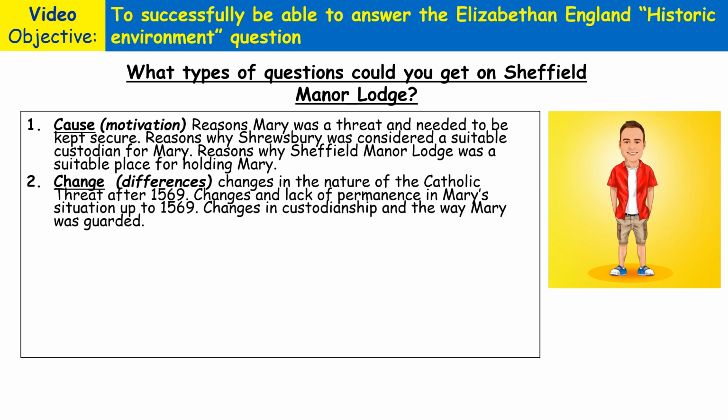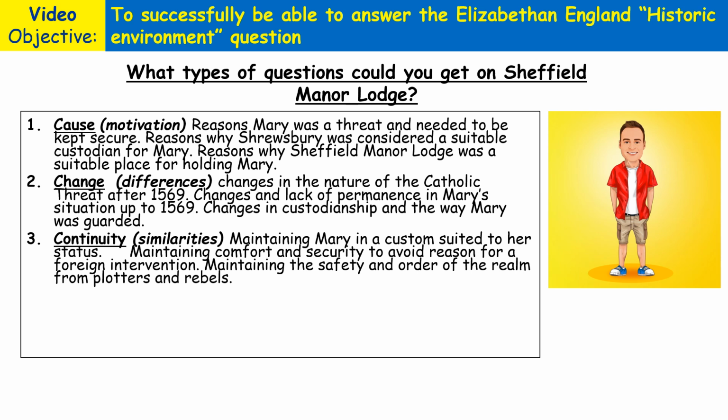It could be a question on change, or the changing nature of the Catholic threat to Elizabeth after 1569. Obviously 1569, key date. The revolt of the Northern Earls took place that year, very soon after Mary had arrived in England. So what happened as a result of those changes and the way in which Mary was guarded? You could be asked a question on continuity, in which case you'd be thinking about similarities, things that stay the same over time. For example, maintaining Mary in a custom suited to her status, being an anointed Queen of Scotland.